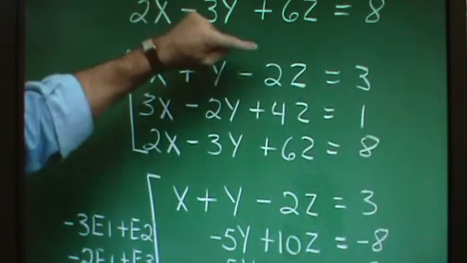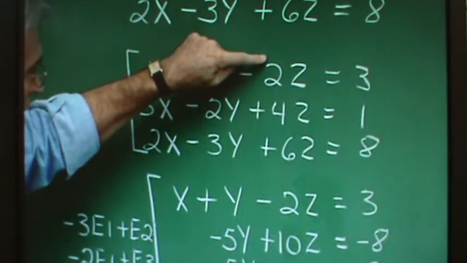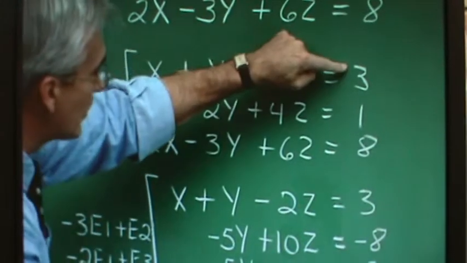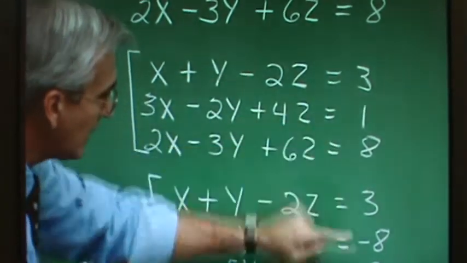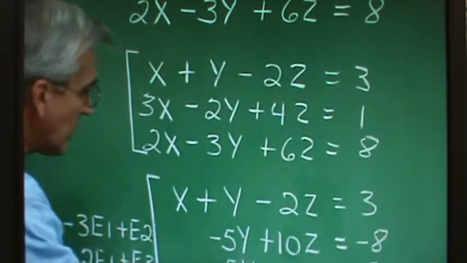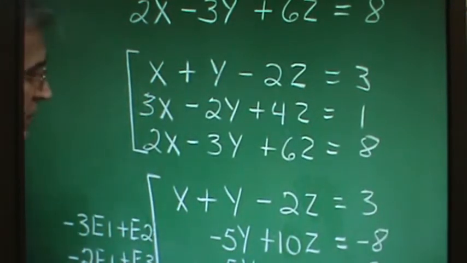Then negative 2 times negative 2 is 4z, plus 6z is 10z. Then negative 2 times 3 is negative 6, with 8 is 2. All right, now our next order of business would be to cause this entry to become a 0.